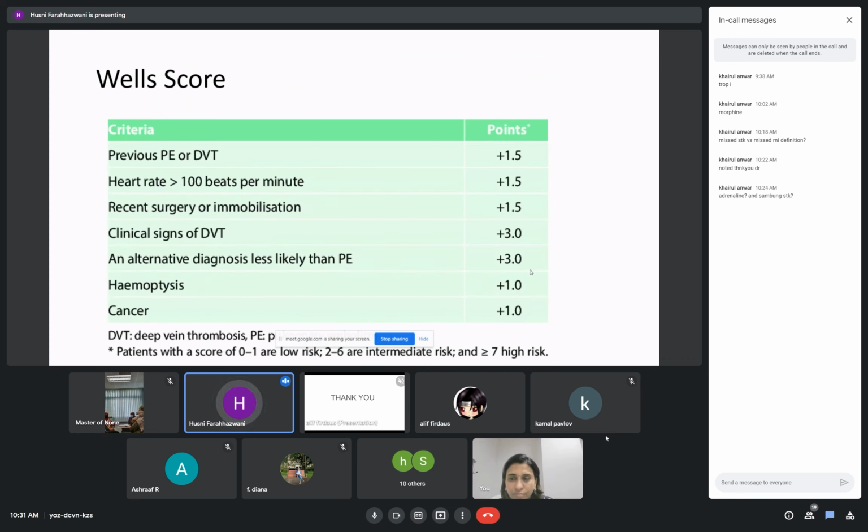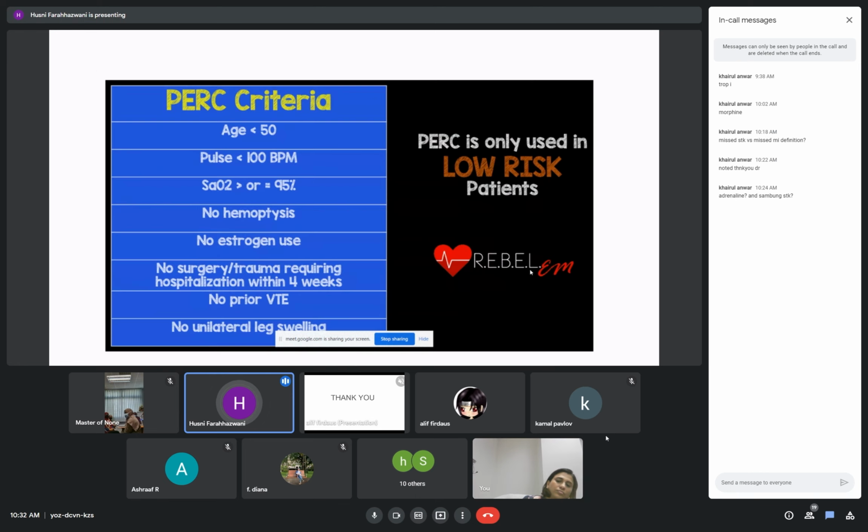So the Wells score is the score that I use to predict pulmonary embolism. The criteria are previous PE, heart rate more than 100, recent surgery, clinical signs of DVT, alternative diagnosis less likely than PE, hemoptysis, and cancer. They will give you points. If the points are 2 or more, this means that the patient will have a risk for pulmonary embolism. Another score is the PERC criteria, the pulmonary embolism rule-out criteria.